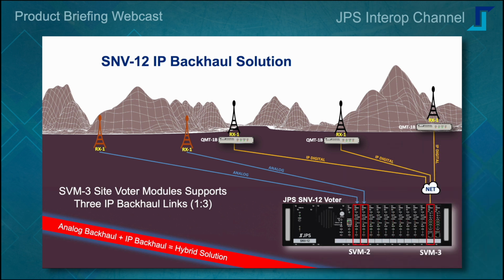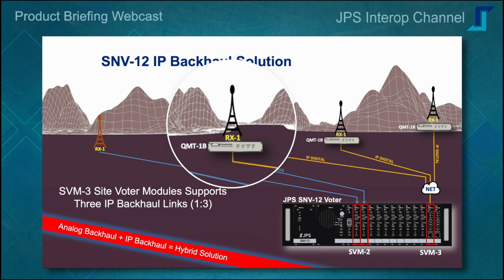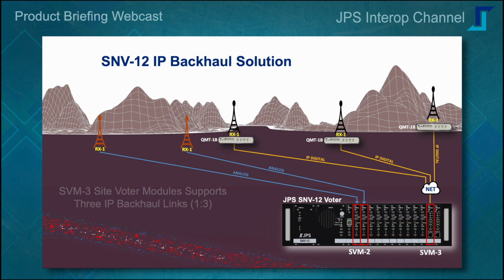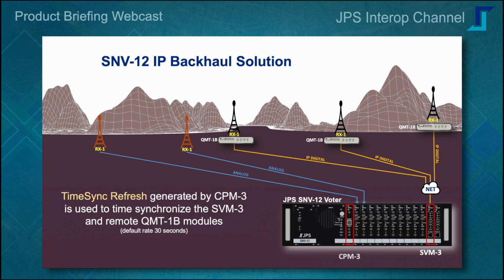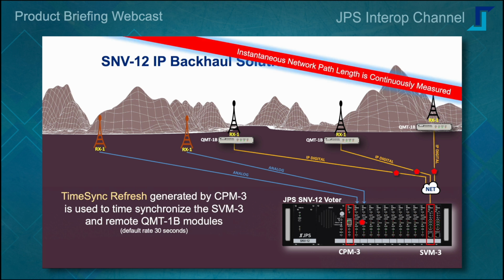We deploy remote QMT1 modules at the receiver site, and now we have the ability to use timing. For instance, we can send a timing protocol, which we call a time sync refresh, from the CPM module and share that information with the SVM3, which is a digital IP backhaul module, and the remote QMT modules, analyzing and understanding the virtual path length, or the symmetrical distance in time, between all the components in the system. And those components also include the remote QMT module.